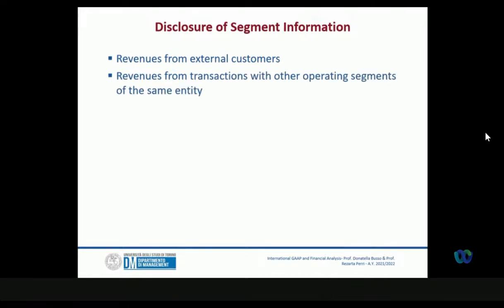Okay. Some more information over here about the disclosure of segment information. So actually what we need to put in the financial statements as information about our reportable segments. What do we need to disclose? What do we need to show? First of all, we need to disclose the revenues that we are generating to external customers. These revenues are generated related to external customers, and they should be reported over here. The revenues from transactions with other operating segments of the same entity. These are the internal transactions that we mentioned a couple of moments ago.